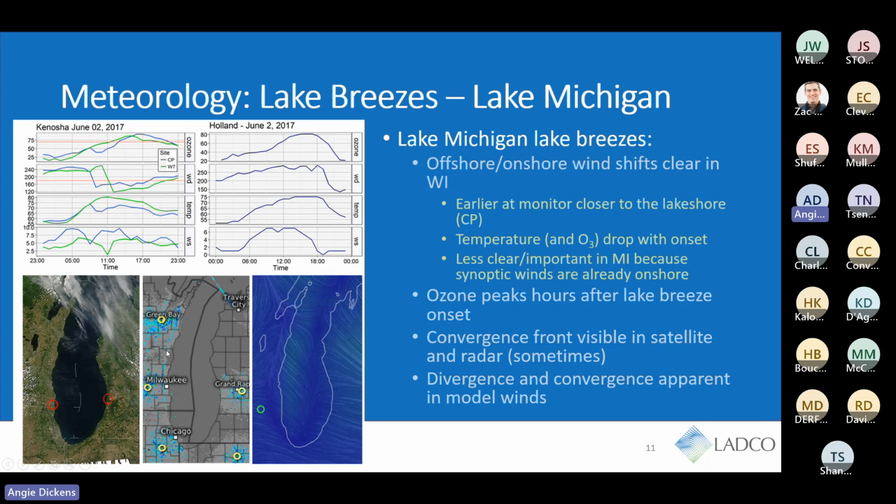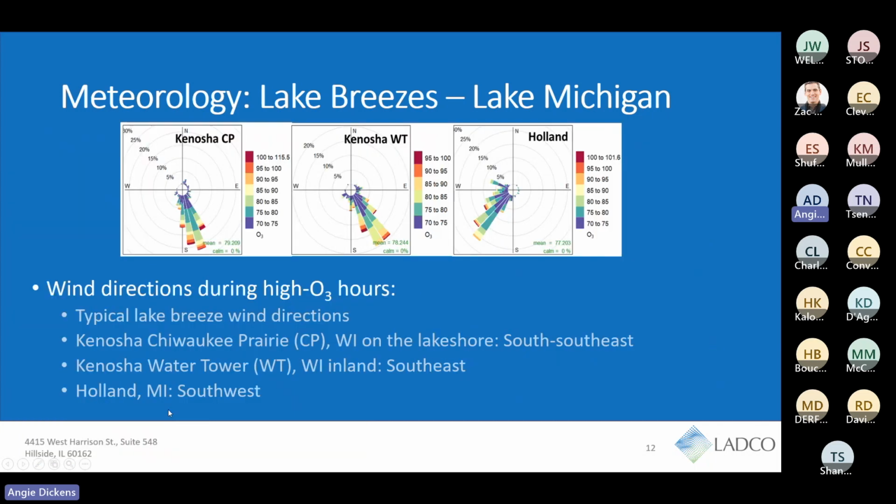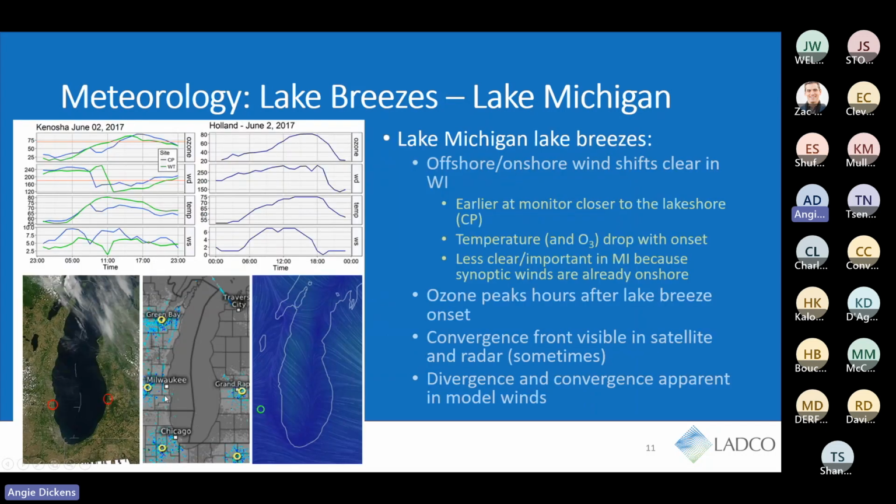You see this line around the lake is clearly showing the convergence front. And then these are model winds. And the model winds clearly show divergence over the middle of the lake and then convergence along the lake shore. So we have kind of a wind shift here. We have divergence over the lake, and we have convergence shown in two different ways along the Wisconsin lake shore.